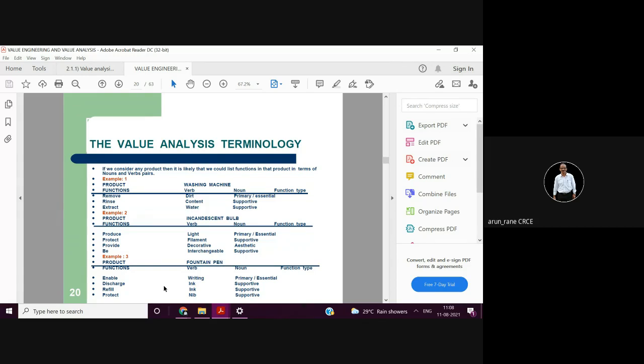Pen, fountain pen. Writing, that's a primary function, essential function. Ink, it's a supportive function. Nib, it's a supporting function. Or the refill, supportive function.